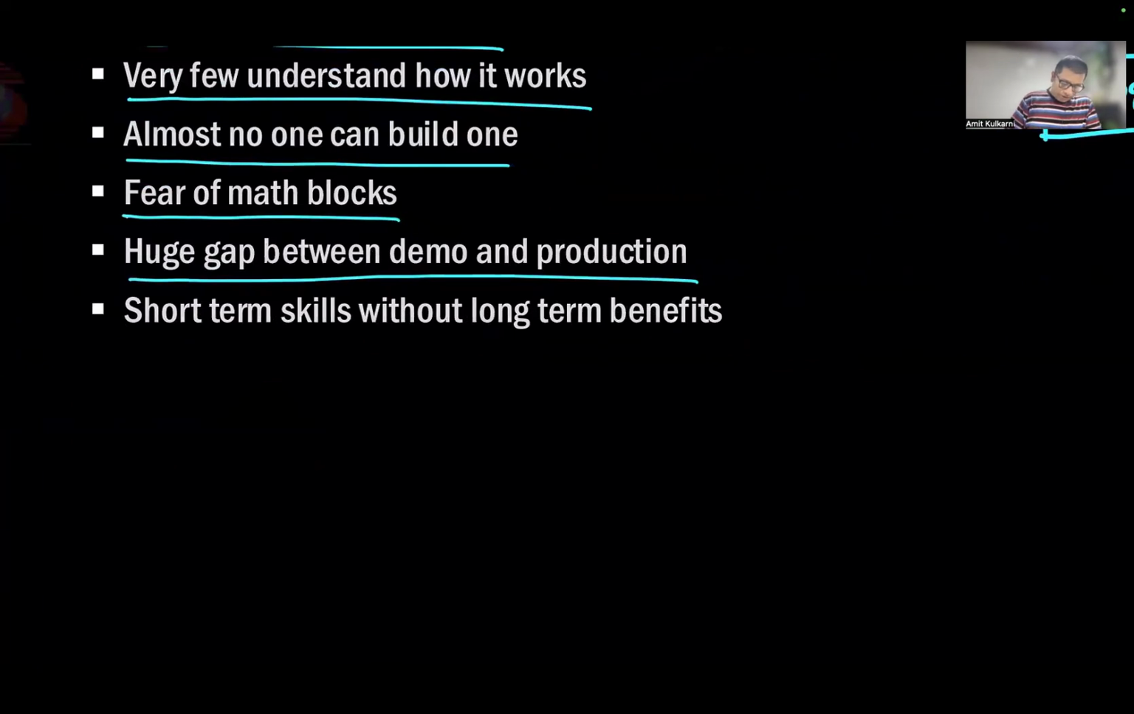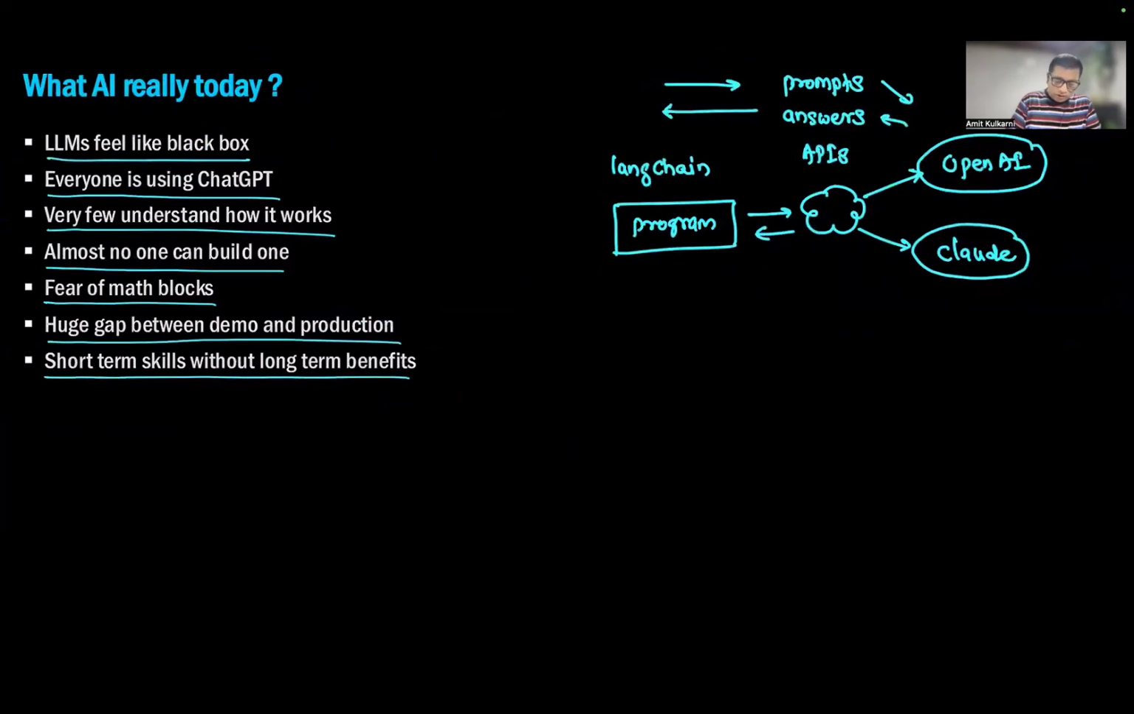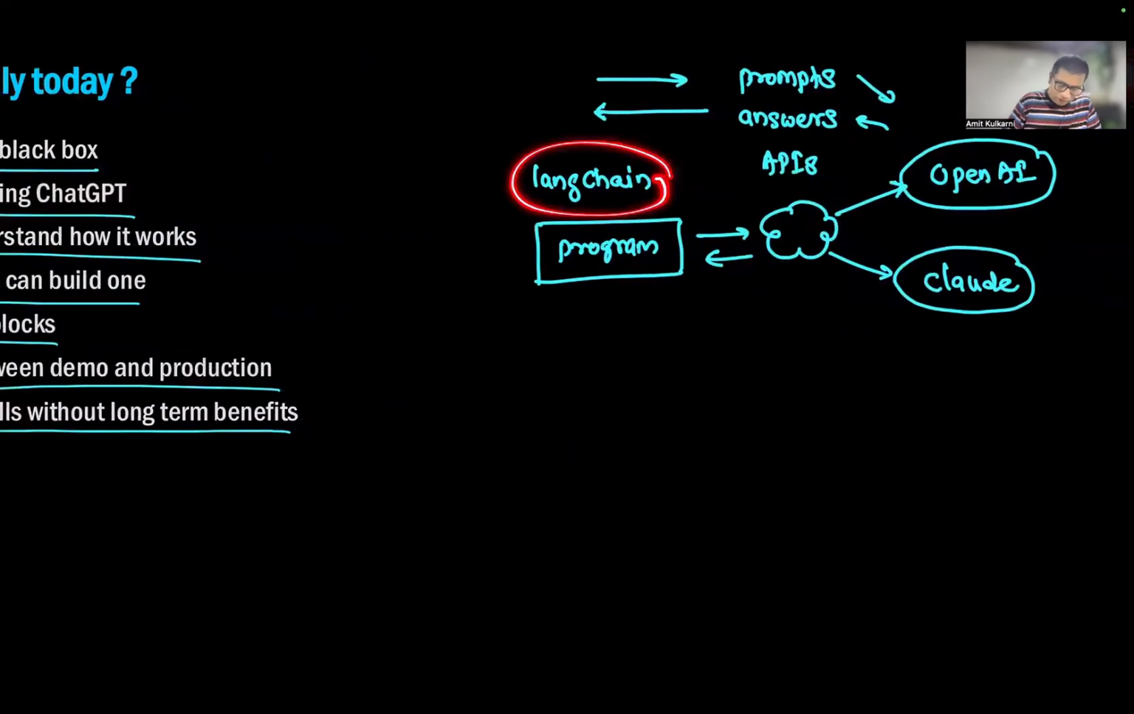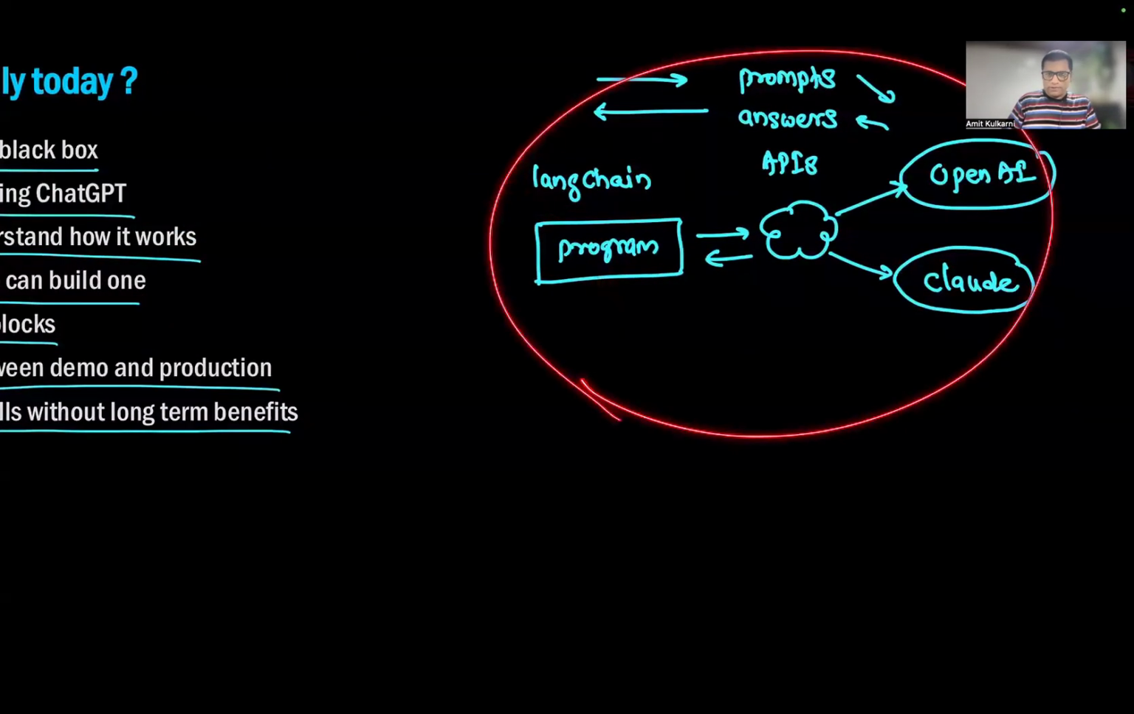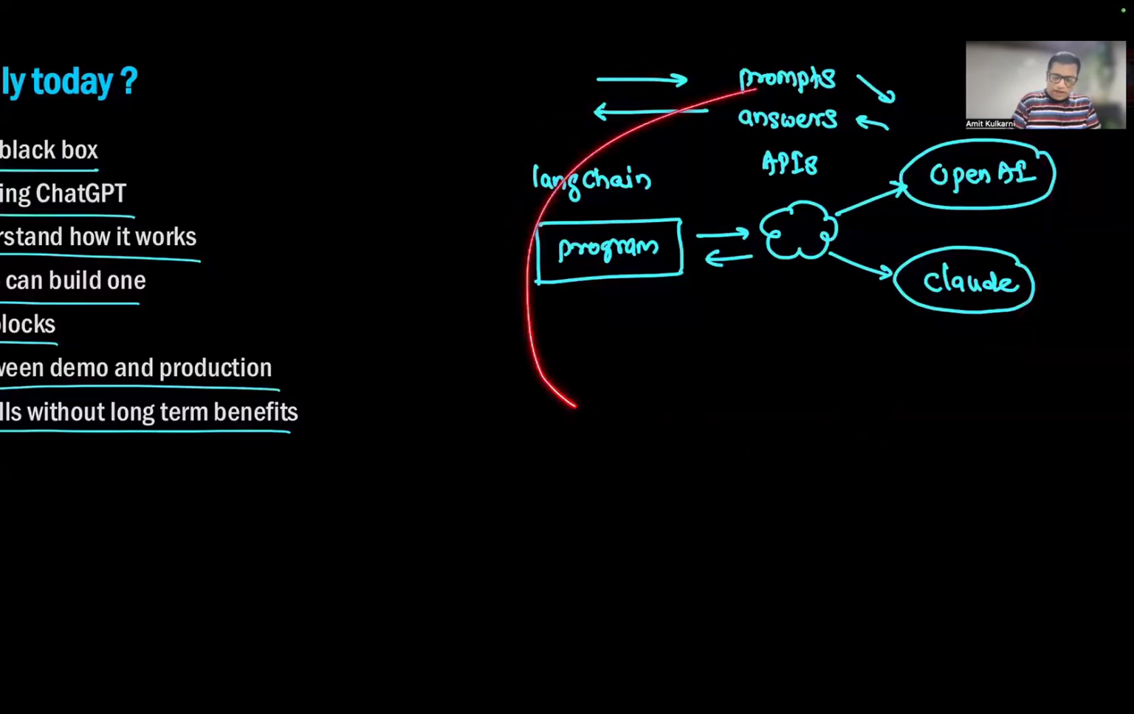Another big problem is a short-term skill without long-term benefit. Generally, when people want to learn AI, they want to learn a framework. This is the major problem. They want to learn a framework. They want to learn a programming language. They don't want to learn how it works. Why? Because how it works may not give you immediate benefit.